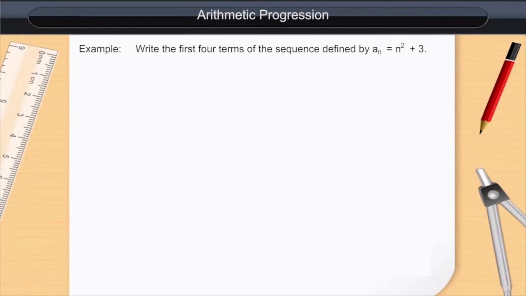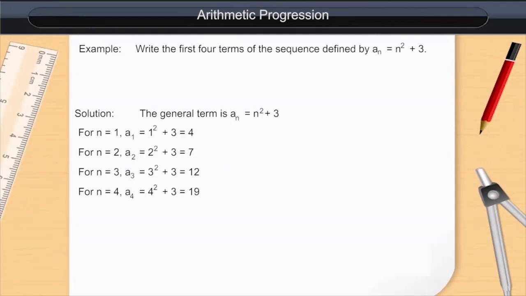Example: write the first four terms of the sequence defined by AN is equal to n square plus 3. Solution: the general term is AN is equal to n square plus 3. For n is equal to 1, A1 is equal to 1 square plus 3, is equal to 4. For n is equal to 2, A2 is equal to 2 square plus 3, is equal to 7.